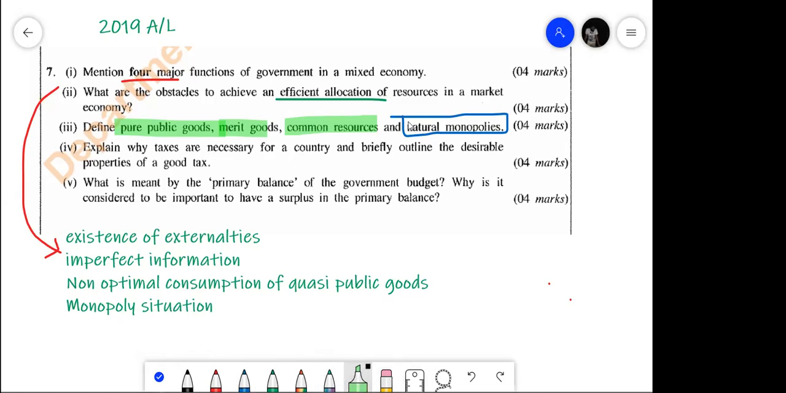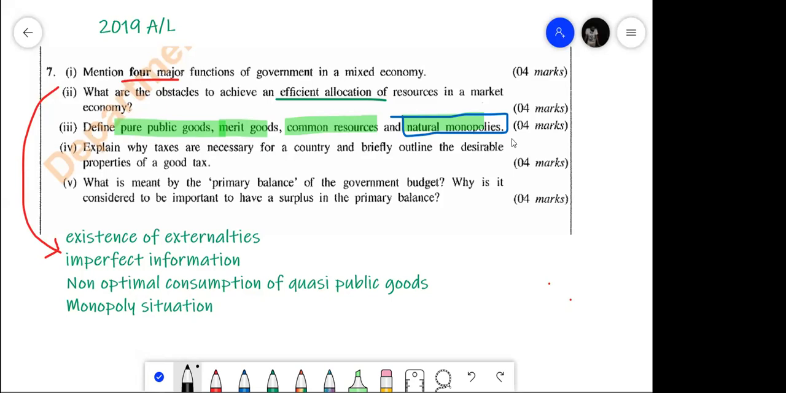Exactly. It's a firm that is dominating, guys, because of economies of scale. A natural monopoly is where a firm has become so big that they have economies of scale, meaning they are producing in very large quantities. So you can't even compete with them because their cost is very, very low. That is what a natural monopoly is like.